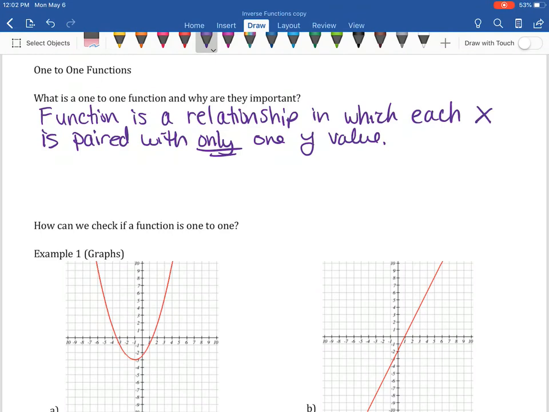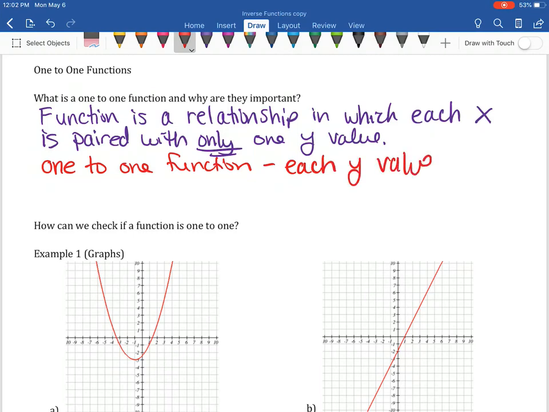So now a one-to-one function actually is a function that works in the opposite direction as well, where every y value is paired with only one x value.